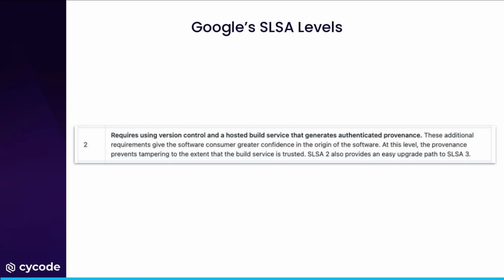SLSA level 2 means that the build utilizes version control and a hosted build service that generates authenticated provenance, which provides tamper resistance to the extent that the build service is trusted.